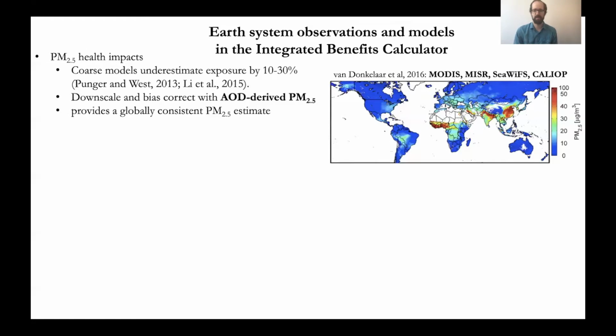So one of the main goals of the Integrated Benefits Calculator is to provide estimates of how emissions changes impact PM2.5 exposure and the associated health impacts. Because the members of the CCAC and the users of LEAP IBC are countries and cities and organizations spread all around the world, we needed a globally consistent method for estimating PM2.5 exposure.